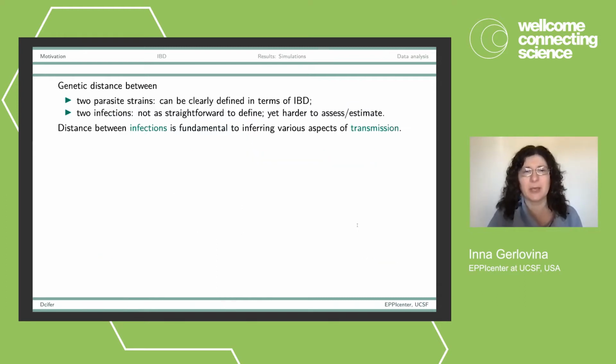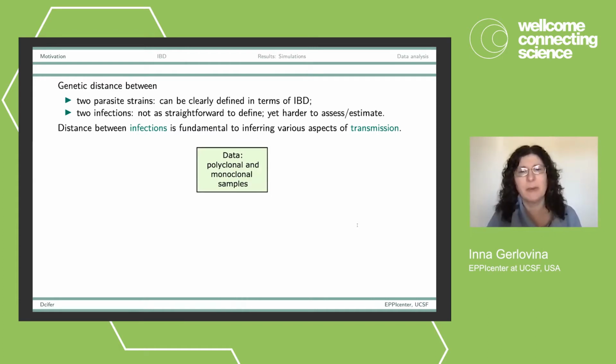First, a little bit about motivation. Consider genetic distance between two parasite strains. It can be well defined in terms of identity by descent. However, when we have two infections, possibly polyclonal, that is not as straightforward to define and hard to estimate. And yet it is the distance between infections that plays a central role in inferring transmission.